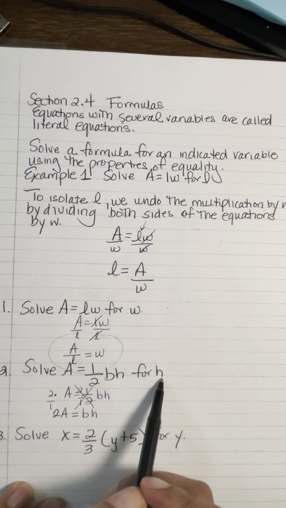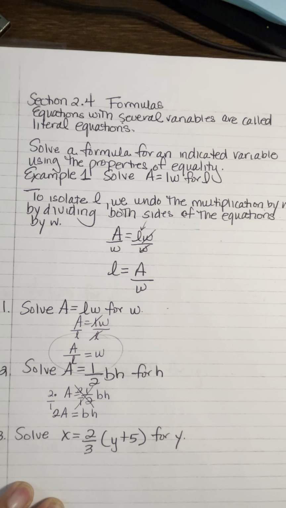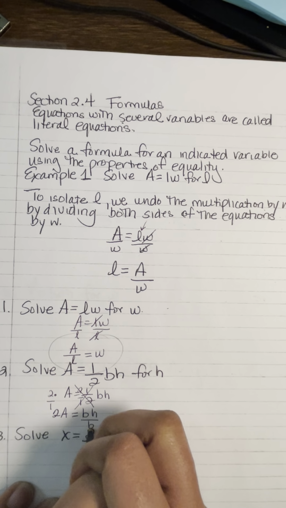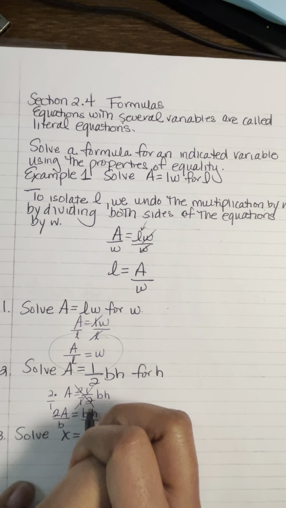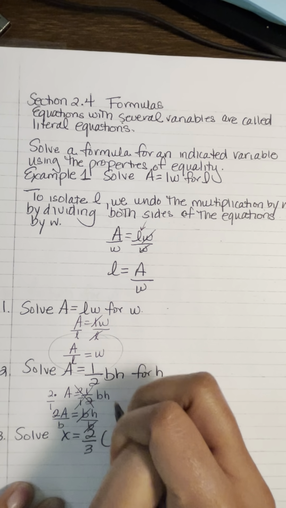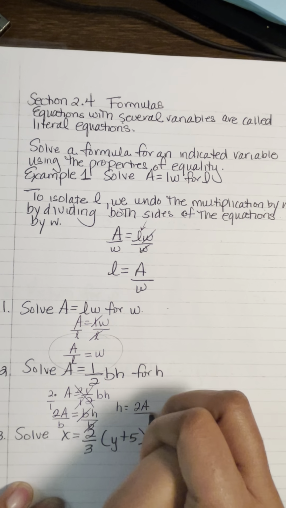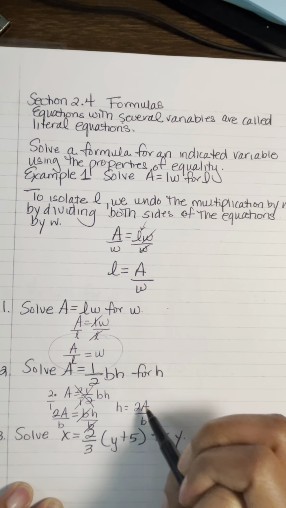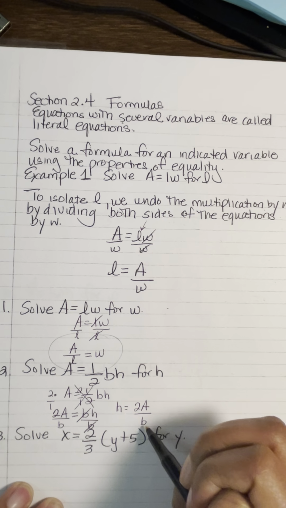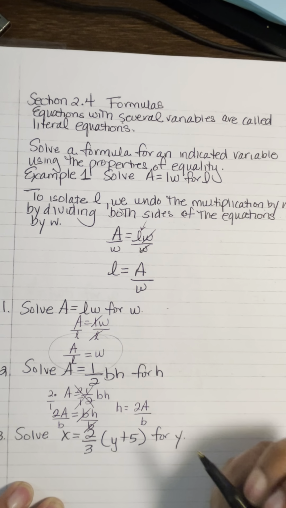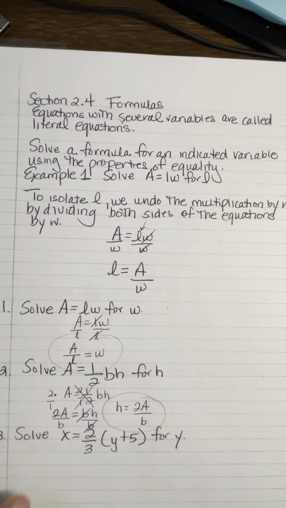Okay. I want H, so what do I need to get rid of next? The B, absolutely. So here you just divide both sides by B. They cancel. And so your answer is H equals 2 times A over B, which is the height. This is twice the area divided by the base. So this is it. So today you're solving for letters, your variables, instead of necessarily numbers.